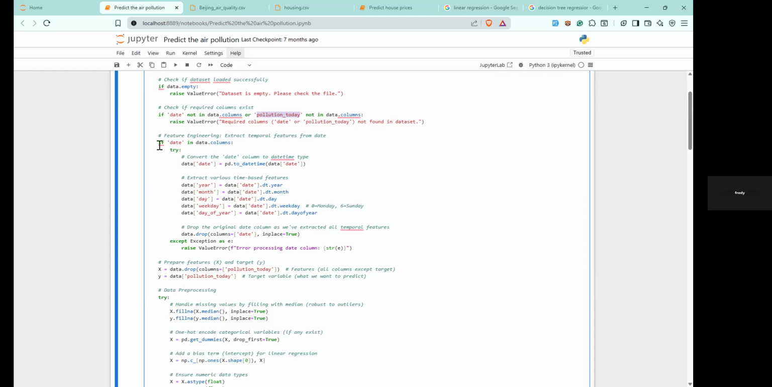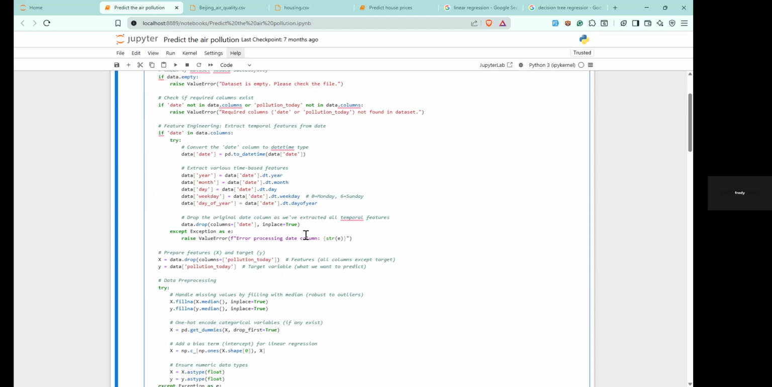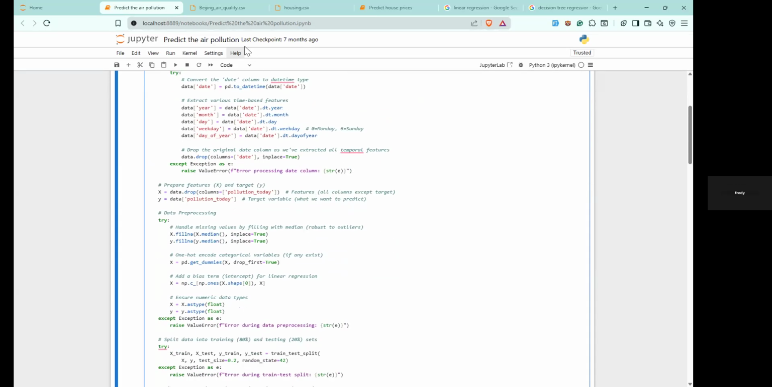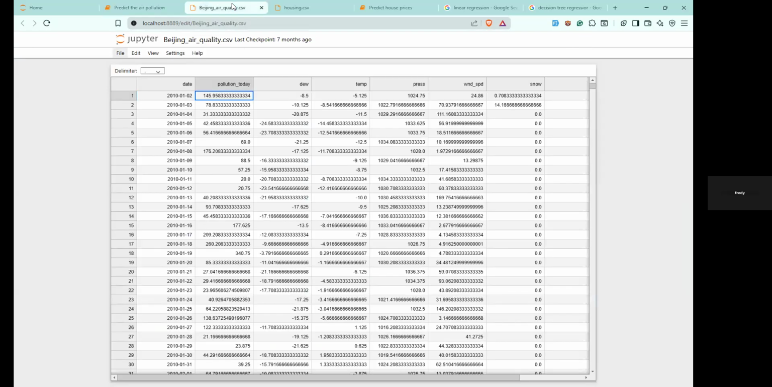And with the date, we're just breaking it up into year, month, and day. Then we are getting the week from the date, and also the day of the year. So basically, if we are humans and we are given a file like this, and we have been told to calculate or to predict.